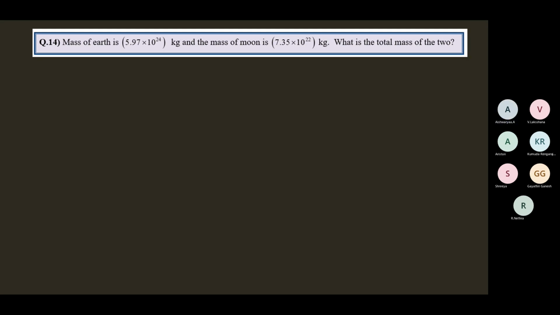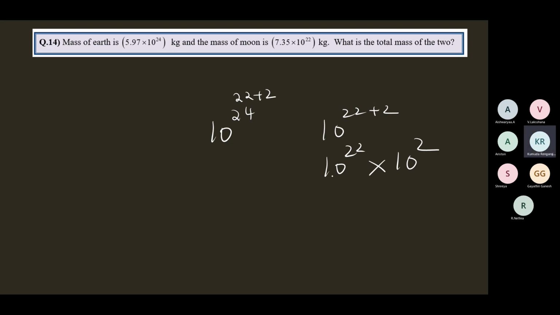10 power 22. So you will write 24 as what? 10 power 22 plus 2. Yeah. So 24 should be written as 22 plus 2, which is still 24. So you must write 24 as 22 plus 2. What is 22 plus 2? 24. So 22 plus 2. And in the next step, you must write 10 to the power 22 into 10 to the power 2. Because we know when bases are same, it's multiplication, we add the powers. 22 plus 2, this step, 22 plus 2. Yes, children, do this.